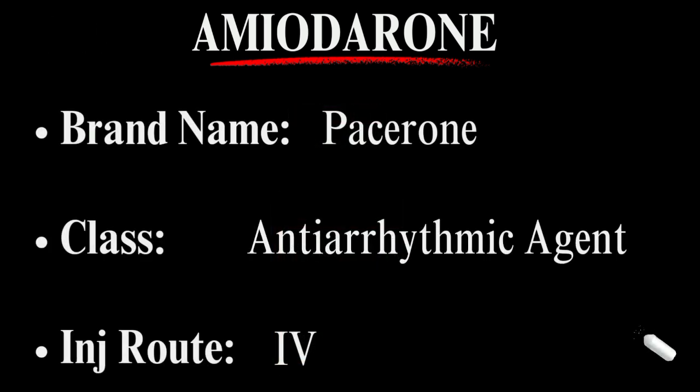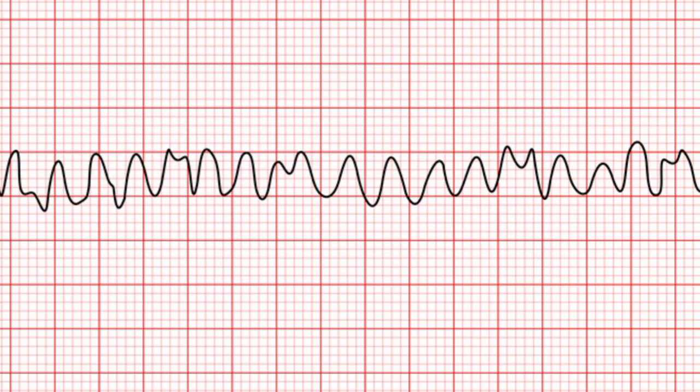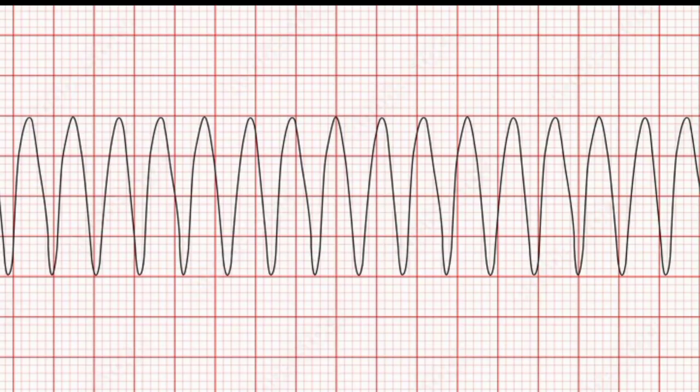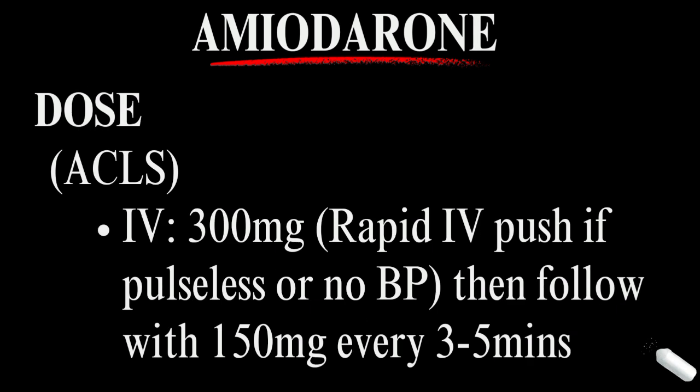Amiodarone is sold under the brand name Pacerone. It's an antiarrhythmic agent and the injection route is IV. It's used to treat ventricular arrhythmias when there is no initial response to defibrillation. It's used to treat pulseless ventricular fibrillation and also ventricular tachycardia. The dose in ACLS is IV 300 milligrams and you give it as a rapid IV push if there is no pulse or BP, and then you follow with 150 milligrams every 3 to 5 minutes.